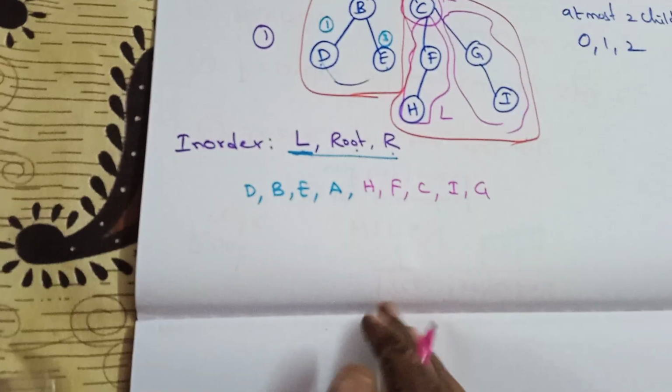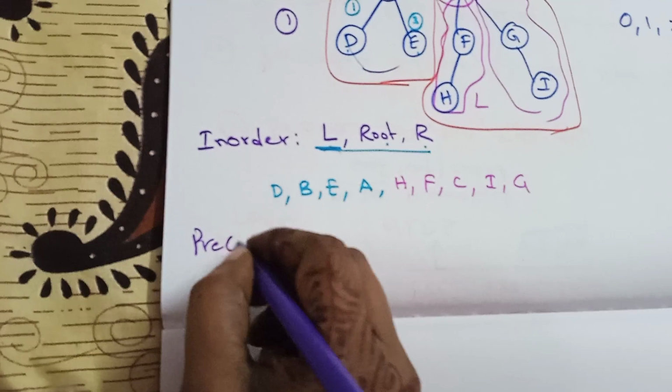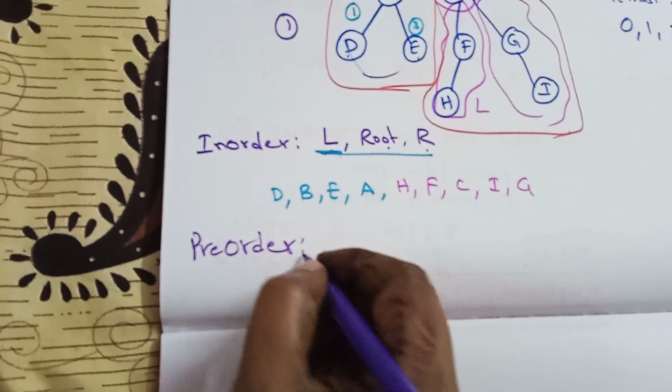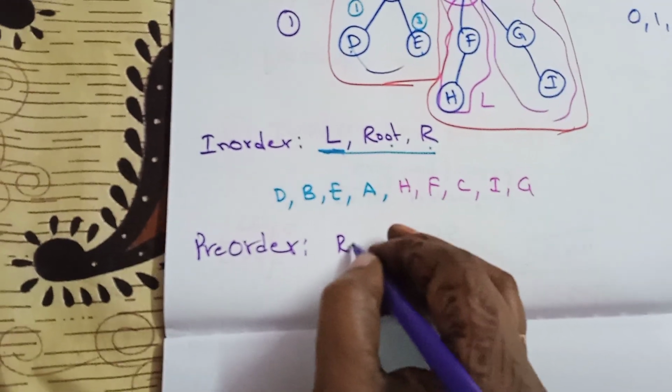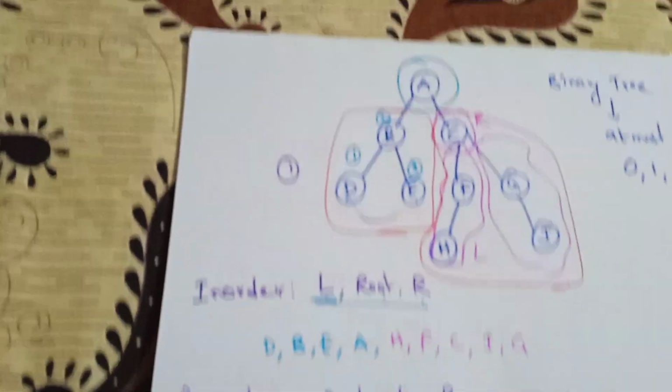In-order means visiting the left node, then the root node, then the right node. Okay? Right. And the next is pre-order. Now what is pre-order? The root node will be visited first, then the left node, then the right node.